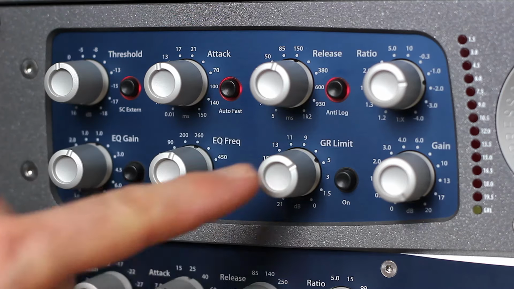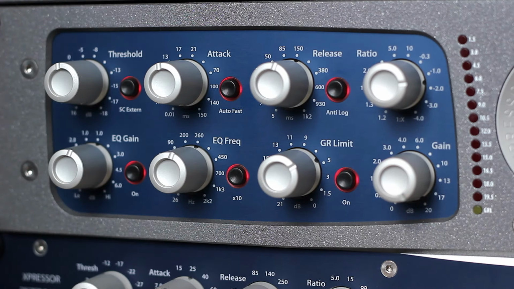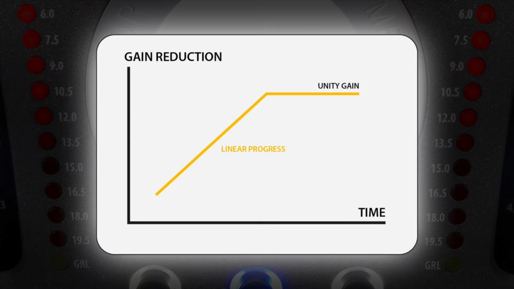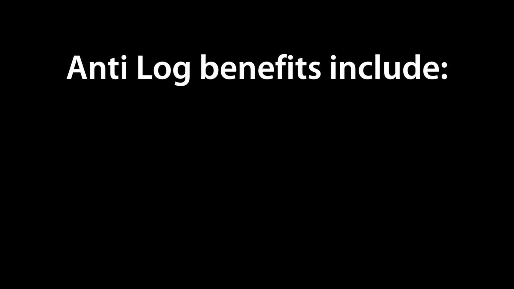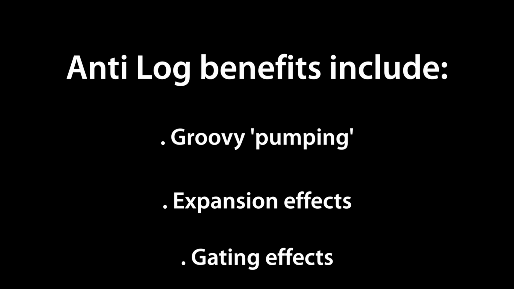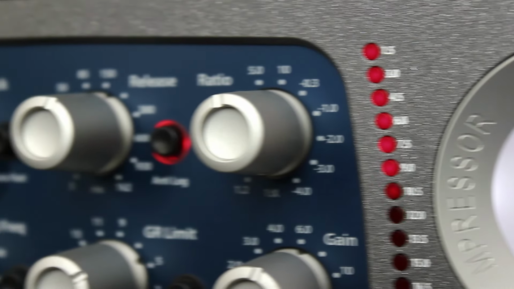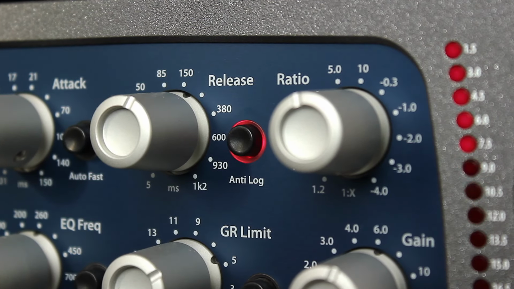Among all the unique features the mpressor has to offer, the anti-log is the grooviest one. When a linear, or better yet, a logarithmic release curve will provide you with the most transparent results, the opposite will come in handy when compression is meant to be a creative dynamic effect. This is precisely why the mpressor features an alternate anti-logarithmic release curve in addition to its linear release progression. Here is an example.